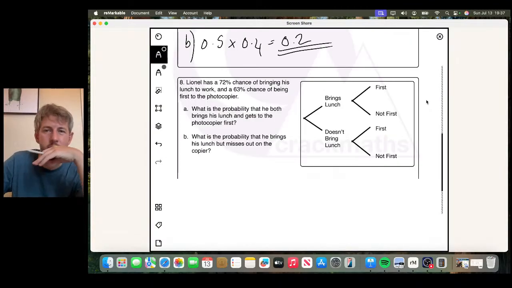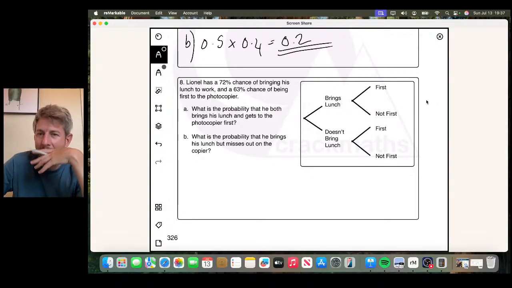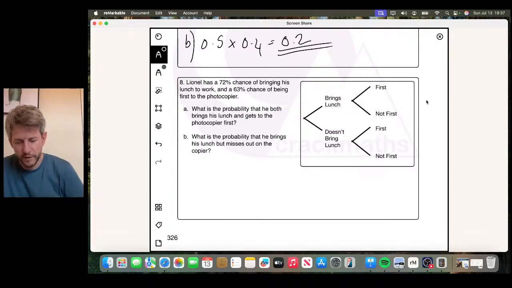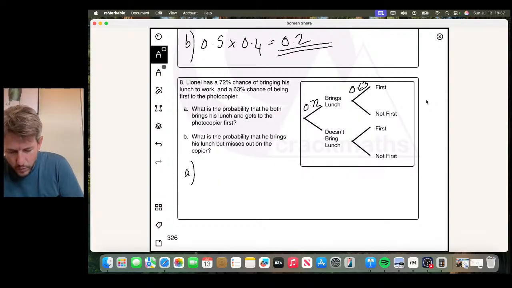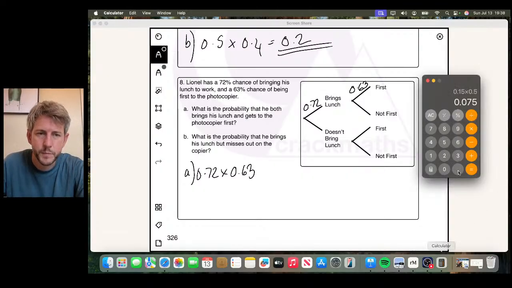Okay, question 8. Lionel has a 72% chance of bringing his lunch to work and a 63% chance of being first to the photocopier. A. What is the probability that he both brings his lunch and gets to the photocopier first? So that's 0.72 and that is 0.63. So A will be 0.72 times 0.63. Let's find out what that gives.